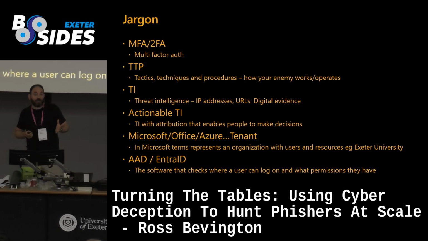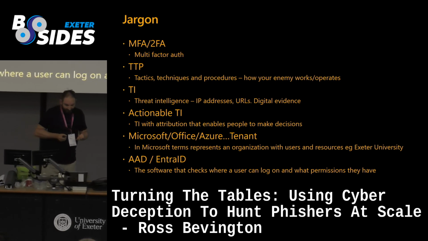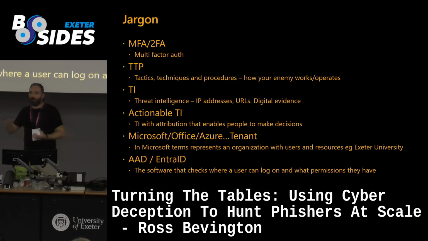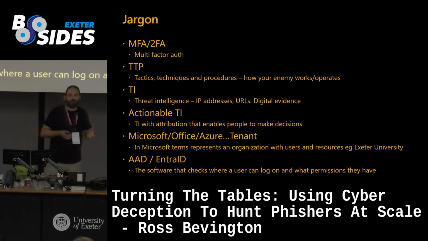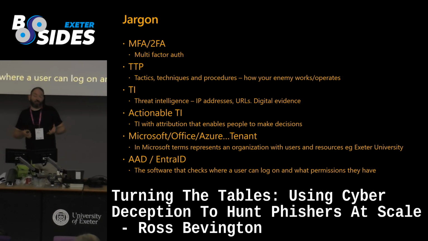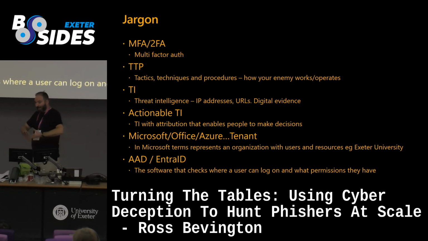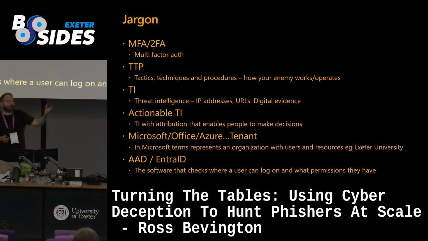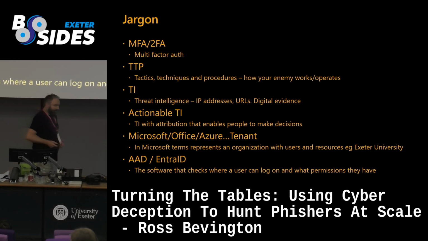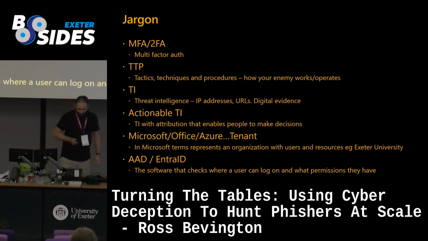Threat intelligence is another thing that I'll talk about. This is the IP addresses, the URLs, the raw information that we try and do stuff with. We want to turn that threat intelligence into actionable threat intelligence. That is information about an attack that we can actually do something with: give to the police, send an indictment to the US government, that kind of stuff.